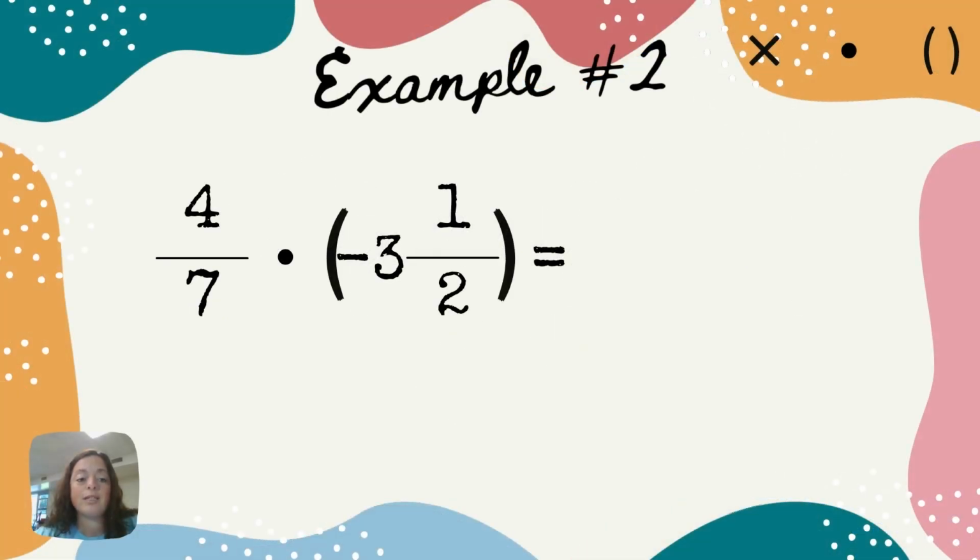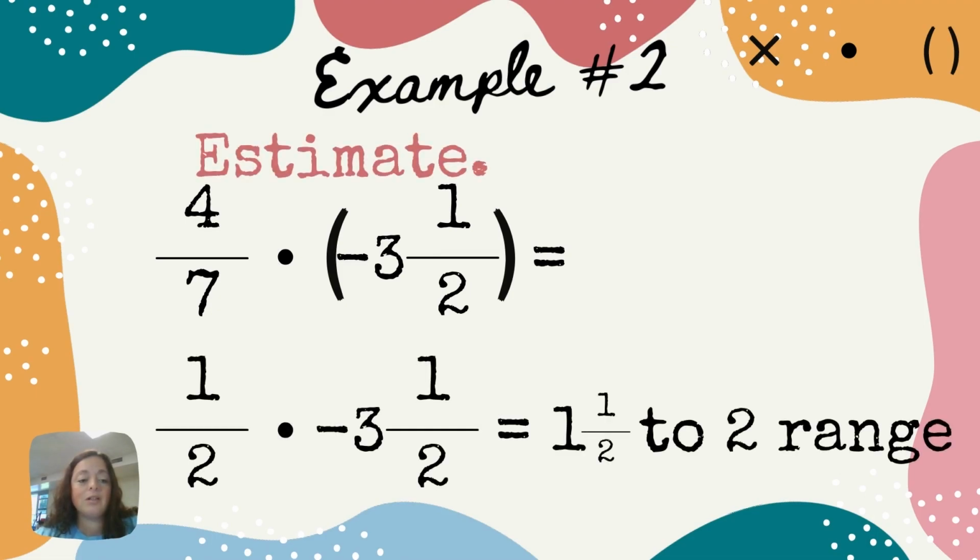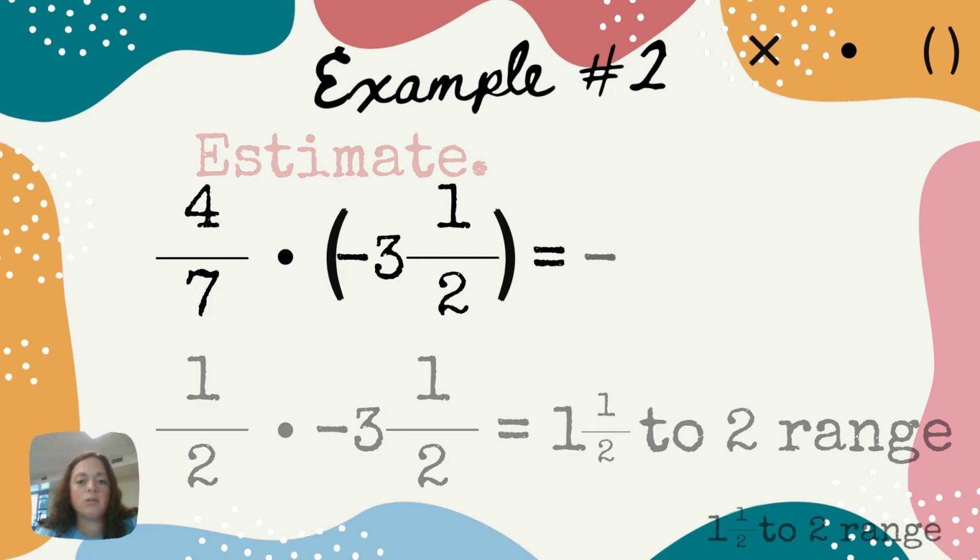Example number 2, 4/7 times -3 1/2. Let's estimate this. 4/7, that's a little bit more than 1/2. Let's estimate that at 1/2. And 3.5, well, let's see, half of 3.5. It's probably going to be in the 1.5 to 2 range, because half of 3 is 1.5, and half of 4, well, that's 2. So I think the answer is going to be somewhere within the 1.5 to 2 range.